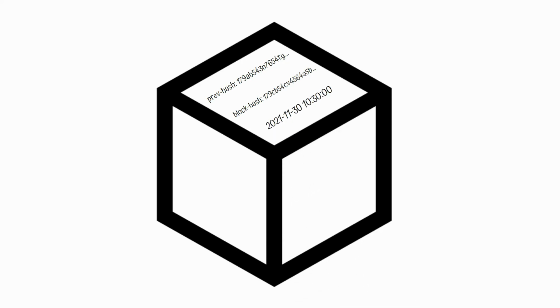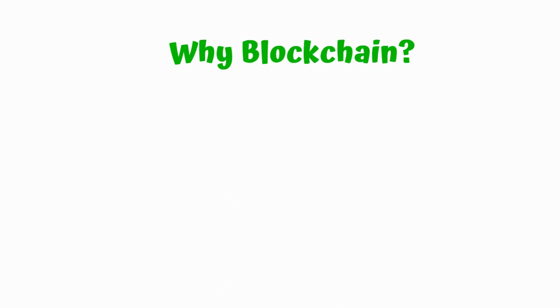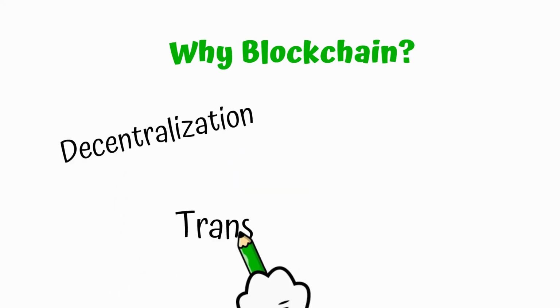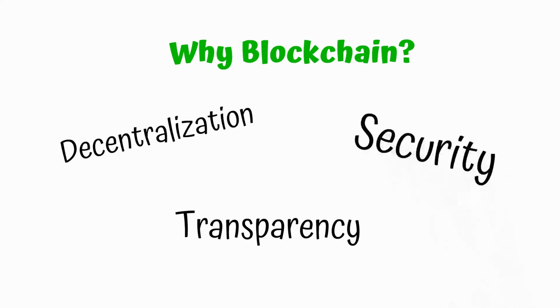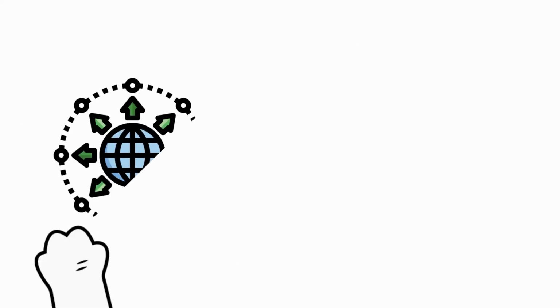Why is blockchain a revolutionary concept? There are three characteristics that make blockchain a unique technology: decentralization, transparency, and security. Let's talk about the most important thing, decentralization.